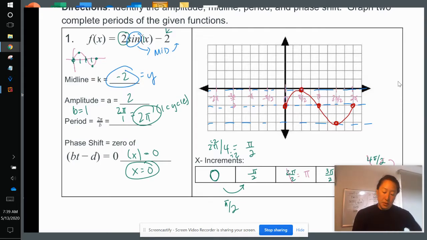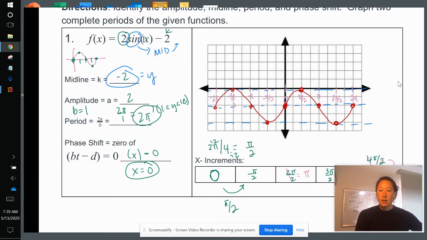We need 2 cycles. So I'm going to go ahead and go backwards. Since I am starting from up, I'm going to go down to the lower bound, midline, upper bound, lower bound. Okay. So lower bound, midline, upper bound, lower bound.